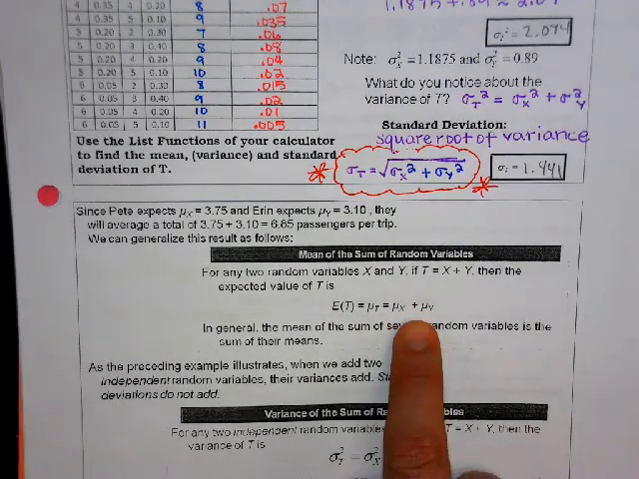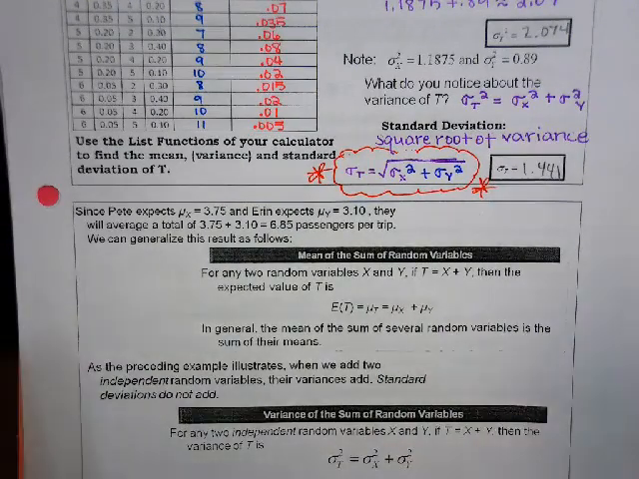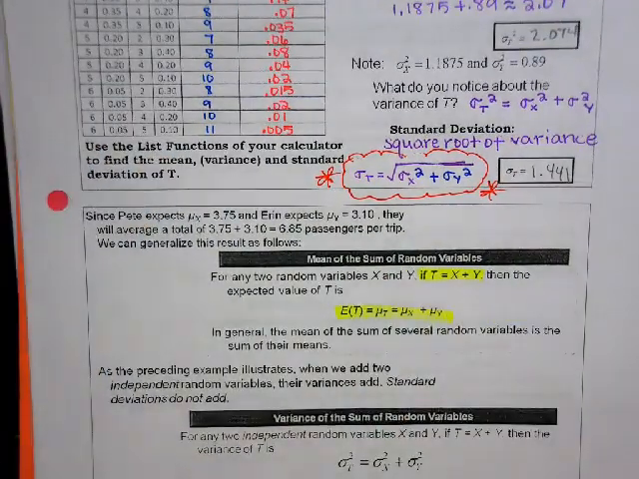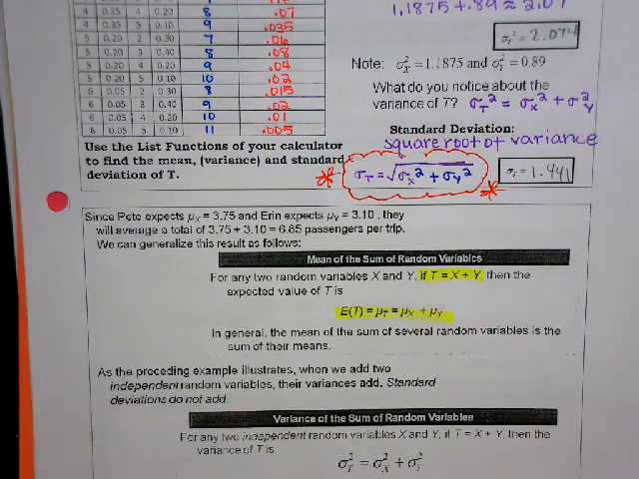You could also add more than two random variables together. So if I asked you to find, let's say, F equals X plus Y plus Z, you would just add the mean of X plus the mean of Y plus the mean of Z.